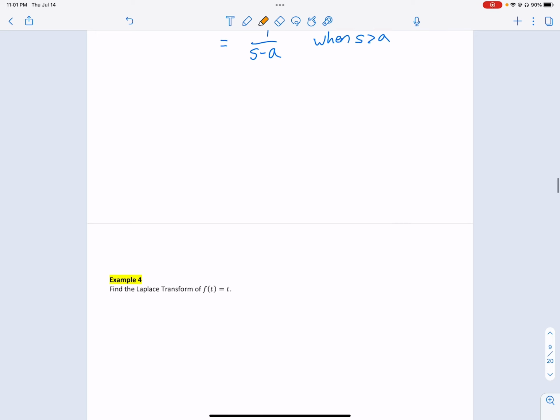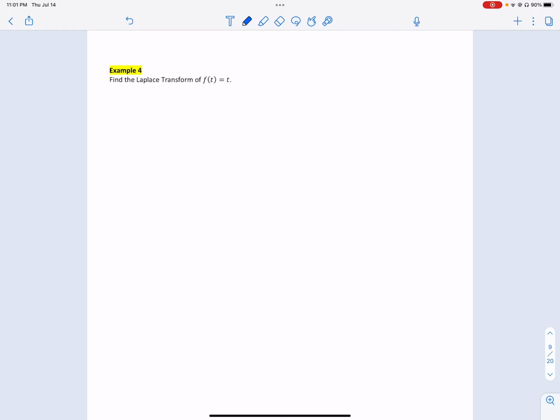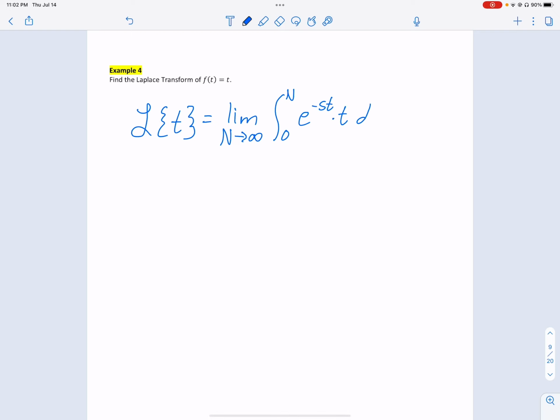All right, let's get the next one in. This is f of t equals t. So we have the Laplace of t. This is the limit as n approaches infinity from 0 to n of e to the negative st times t dt. I think that's going to take some tabular or integration by parts.